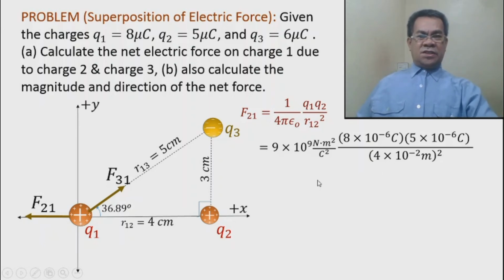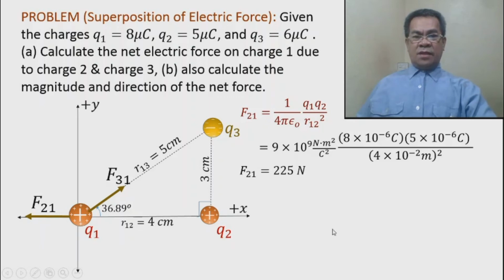So we are now consistent, so we are now ready to calculate. Multiply all numerators, divide by the denominator, and remember this should be squared because this is squared. So we come up with 225 newtons. Okay? So this is the magnitude of the force that 2 exerts on 1.